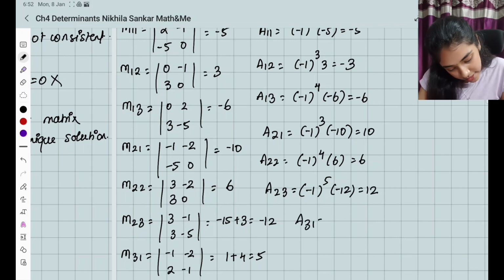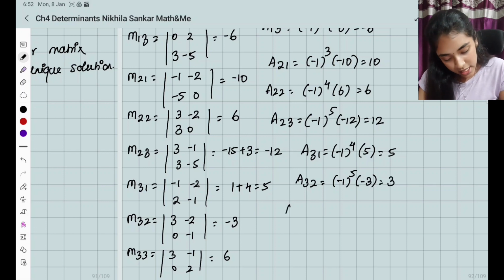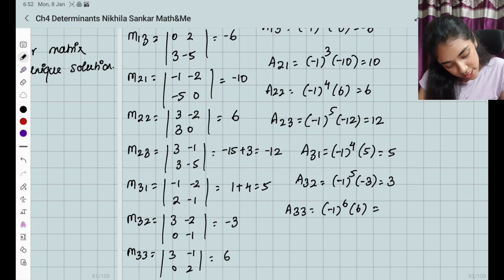Then A31 equals minus 1 to the power 4 times 5, which is going to be 5. Then A32 equals minus 1 to the power 5 times minus 3, which is plus 3. Then A33 equals minus 1 to the power 6 times 6, which is going to be 6.